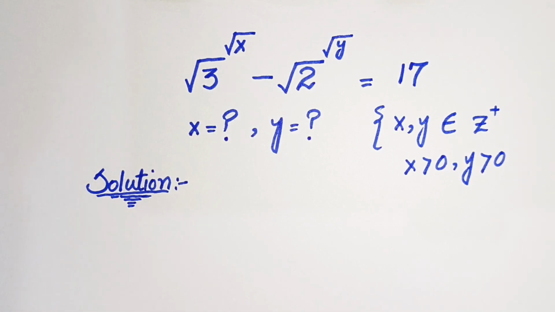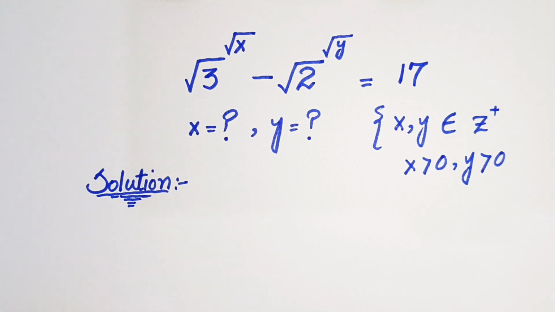Today our question is (√3)^(√x) − (√2)^(√y) = 17. Here we have to find the value of x and the value of y. But remember that x and y belong to positive integers. So x is greater than 0 and y is also greater than 0.